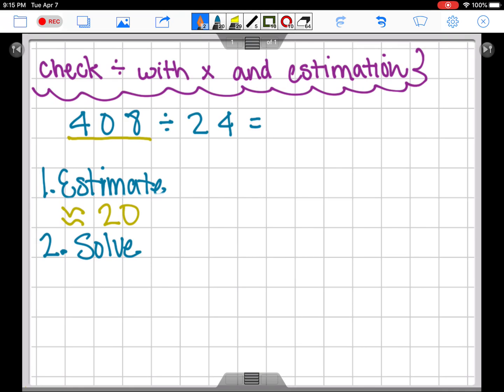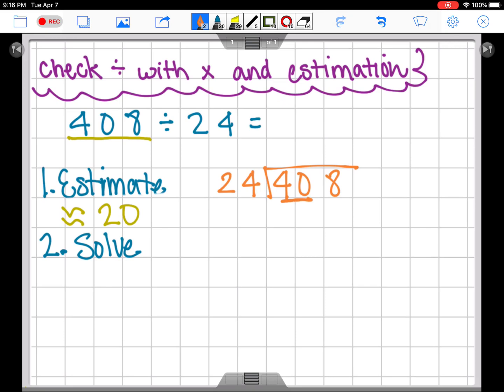Alright, I'm going to write it out. 408 divided by 24. Alright, you guys know that this is going to require a little bit of guess and check. That's the way that we solve these problems when they have a 2-digit divisor. So right away, I know that 24 can't go into 4. Definitely not. But I could say, well, can 24 go into 40?